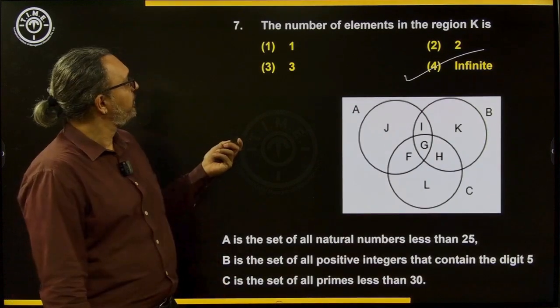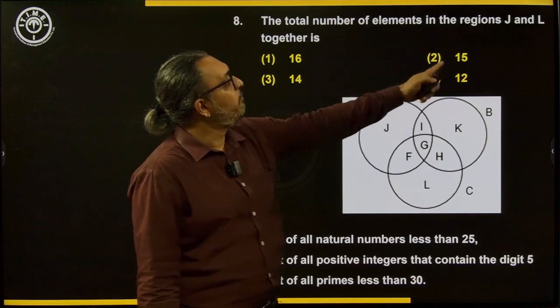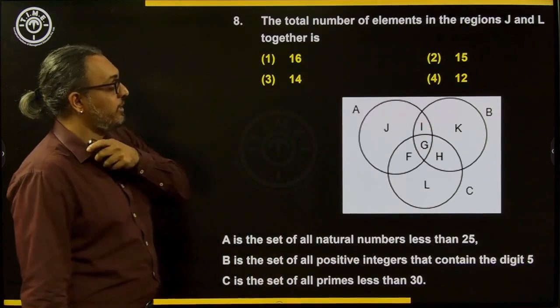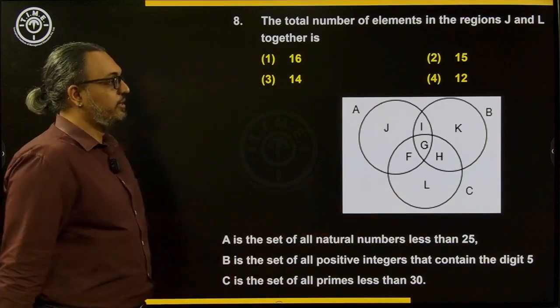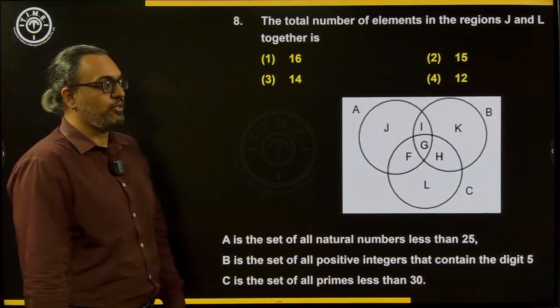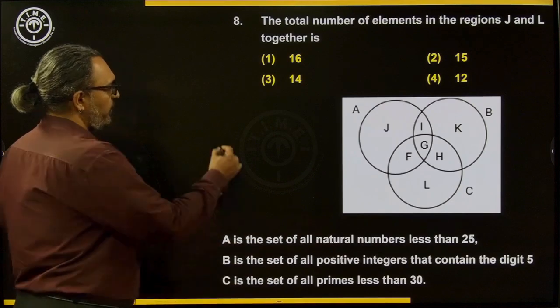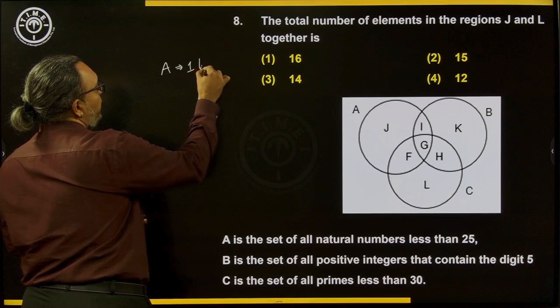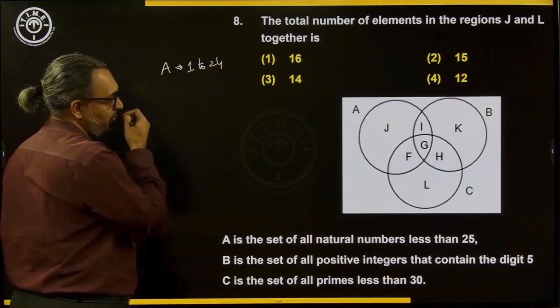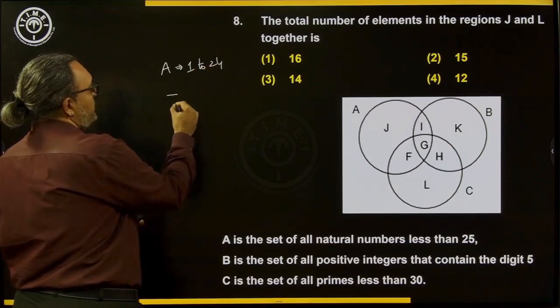Correct? Then the total number of elements in the region J and L together. Okay. So it says J and L together. How many you have is the question. So let's see. Now we know A is 1 to 24. Correct? Then J is exclusive.